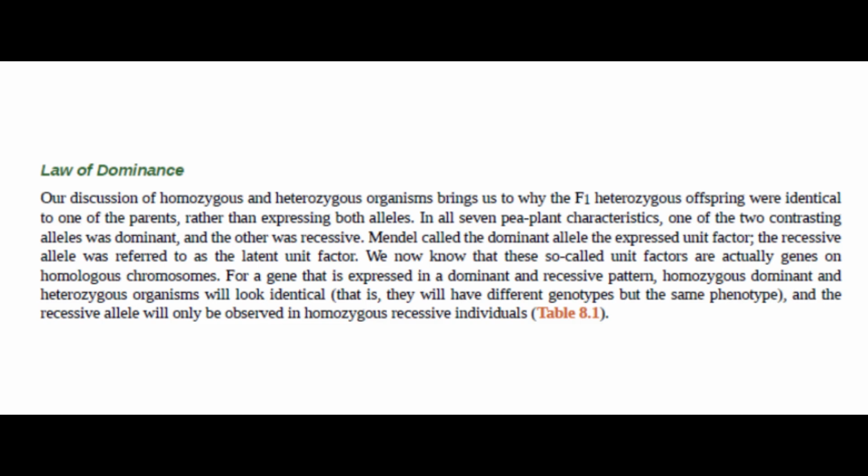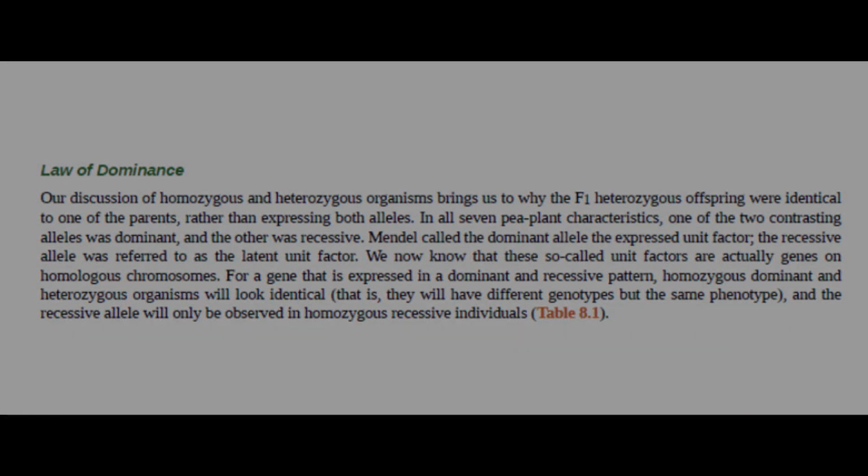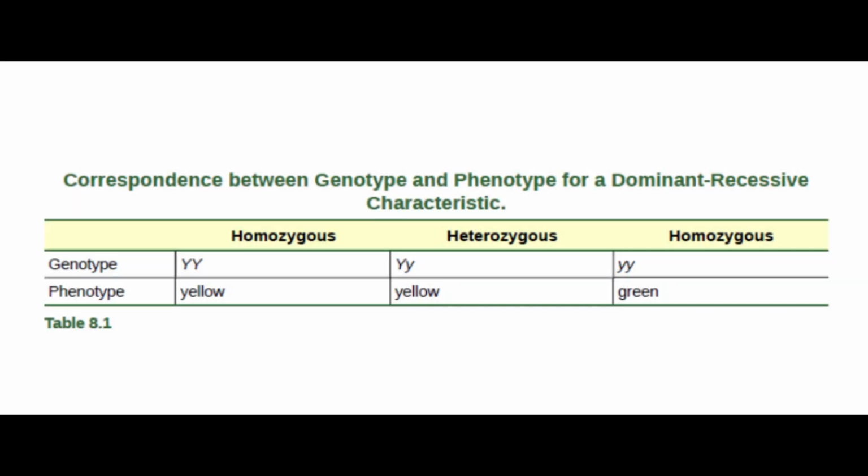Mendel called the dominant allele the expressed unit factor. The recessive allele was referred to as the latent unit factor. We now know that these so-called unit factors are actually genes on homologous chromosomes. For a gene that is expressed in a dominant and recessive pattern, homozygous dominant and heterozygous organisms will look identical. That is, they will have different genotypes but the same phenotype, and the recessive allele will only be observed in homozygous recessive individuals. Table 8.1 shows the correspondence between genotype and phenotype for a dominant recessive characteristic.